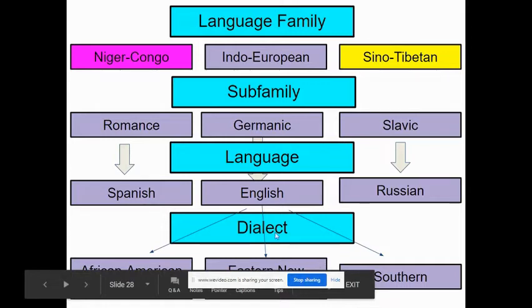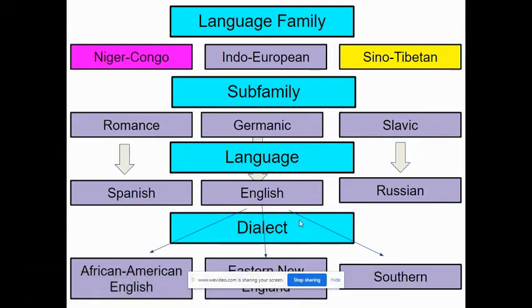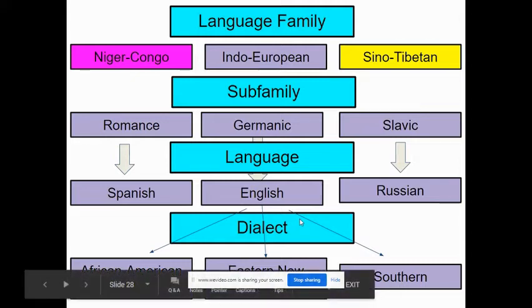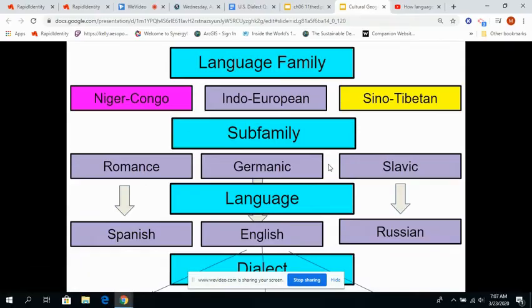But what we're going to be focusing on is dialects. Dialects are variations within a particular language. If you've ever been to different regions of the country, or you come from that region of the country, you will notice, for example, that people in the South speak a lot differently than we do here in the Midwest. You're going to be taking a dialect quiz as your activity for today.